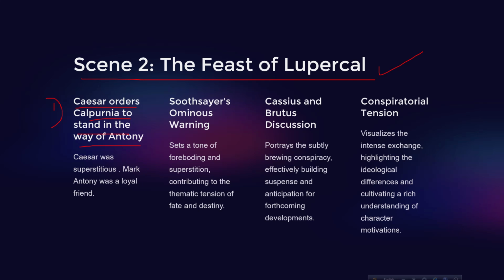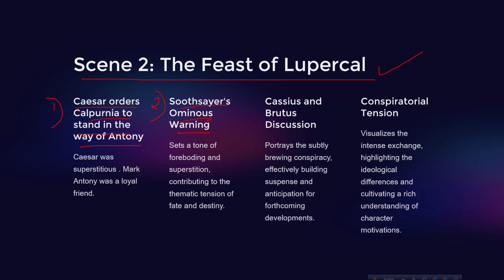Now, very important in scene 2, the soothsayer's ominous warning. All right, so what does the soothsayer tell Caesar? Beware the Ides of March. So this itself sets a tone of foreboding. Something evil is about to happen, which contributes to the tension of fate and destiny.